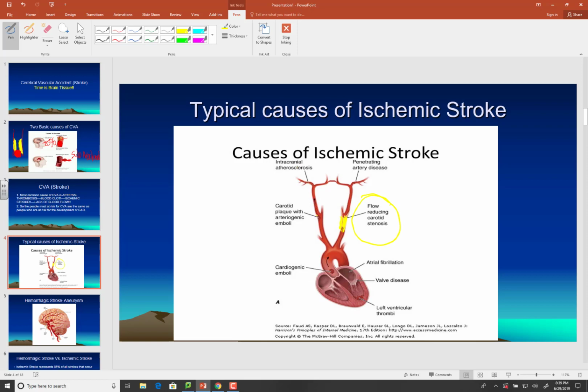Sometimes, though, the plaque itself, the cholesterol plaque, can rupture. And when the cholesterol plaque ruptures, it will bleed.